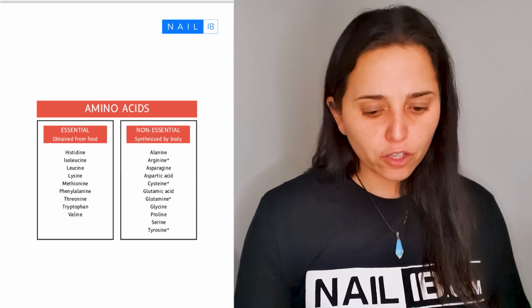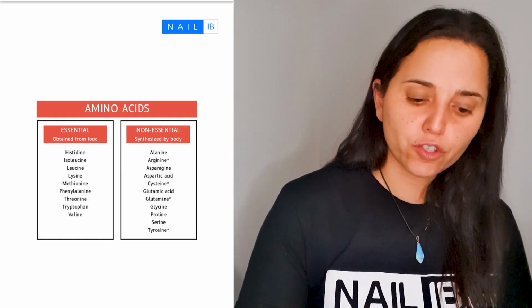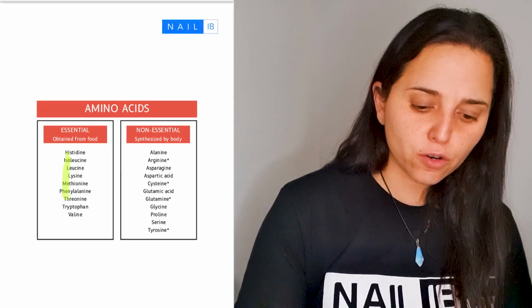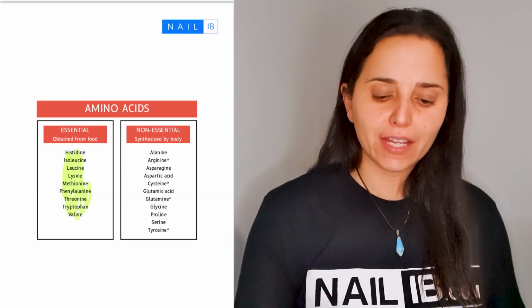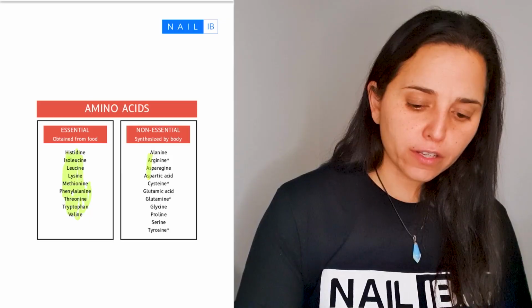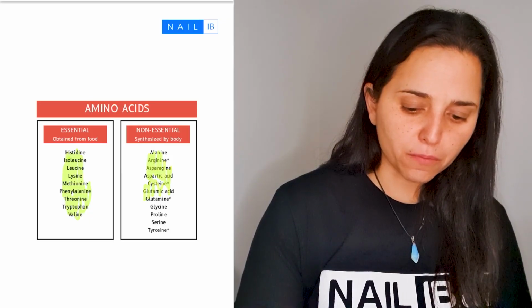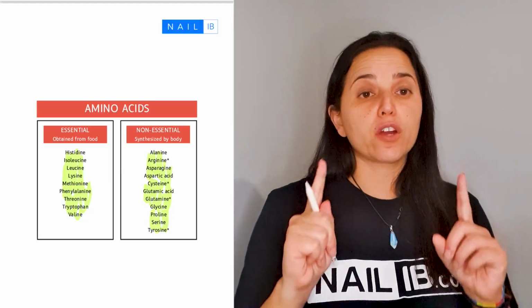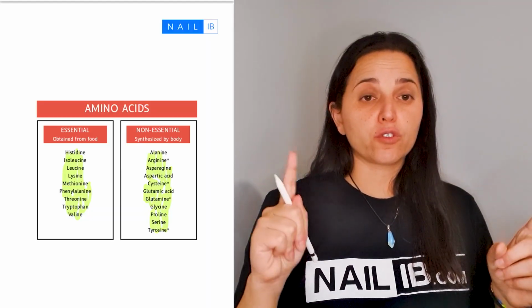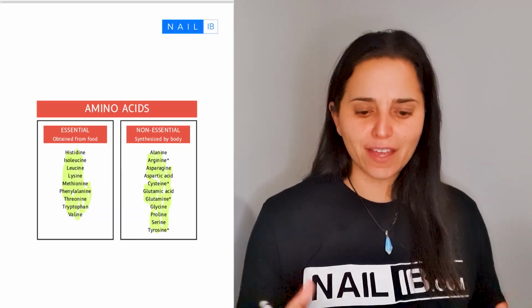You do not need to know all of them in detail. You just need to know that there are essential amino acids like these ones, which you have to eat in order to get them. These ones here are non-essential. These ones, you don't need to get them from your food. You actually produce them on your own in your body. So if you understand the concept of the difference between essential and non-essential, that's good enough. You don't need to know all the names.